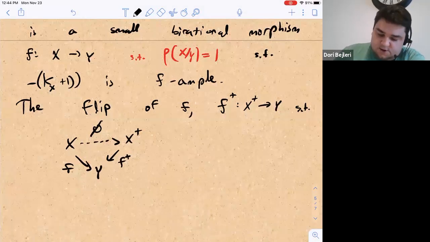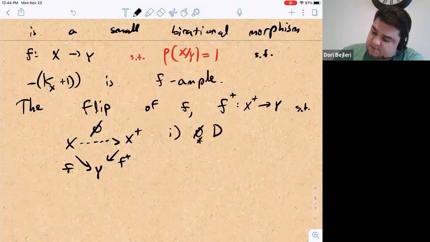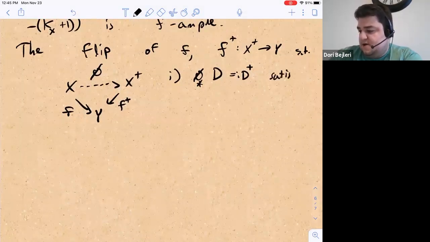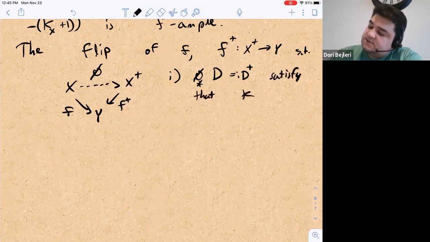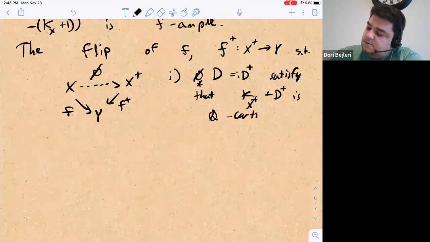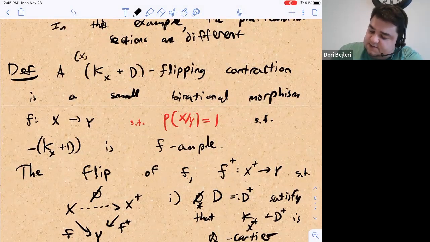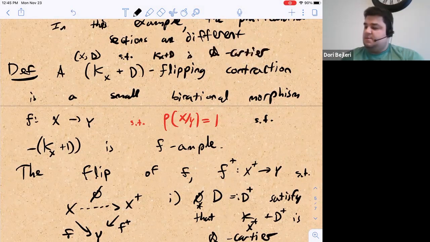Then the flip of our flipping contraction is something that sits in this diagram such that, first, the push forward of D, which we'll call D plus, is some Weil divisor a priori. We need it to satisfy that K_X plus D plus is Q-Cartier. That's the first thing. Otherwise, we can't make sense of much. And here, of course, I should have assumed, I didn't really write the assumptions in this definition, that we have some pair where K_X + D is Q-Cartier, so it makes sense to talk about it being relatively ample.